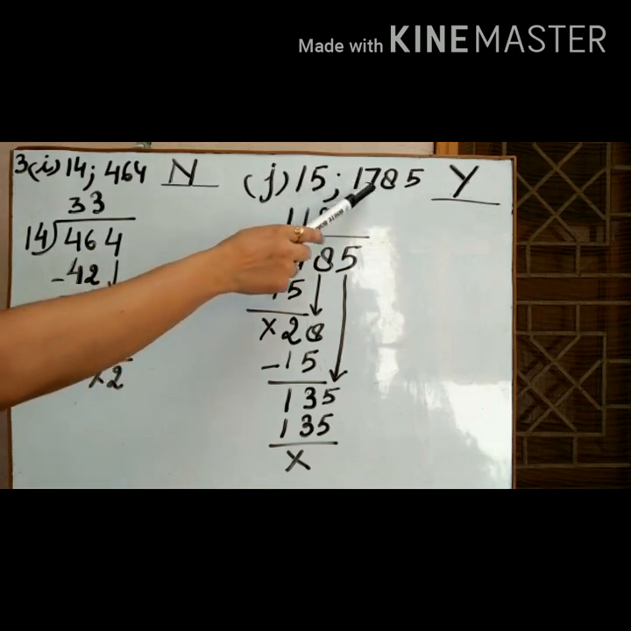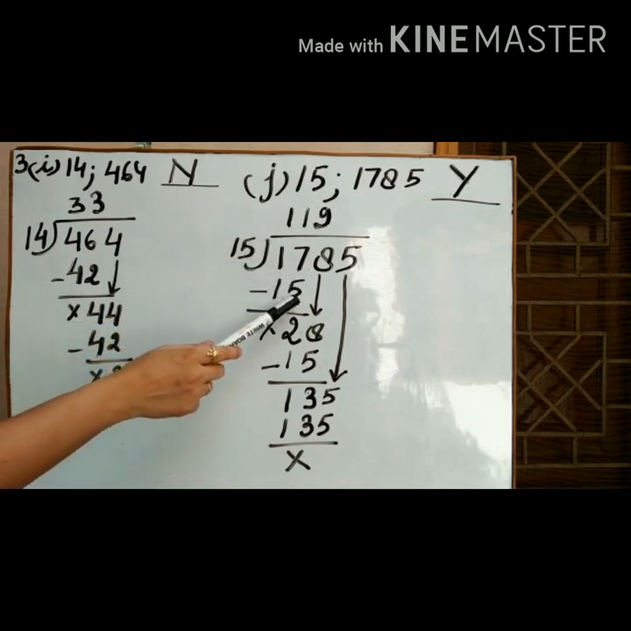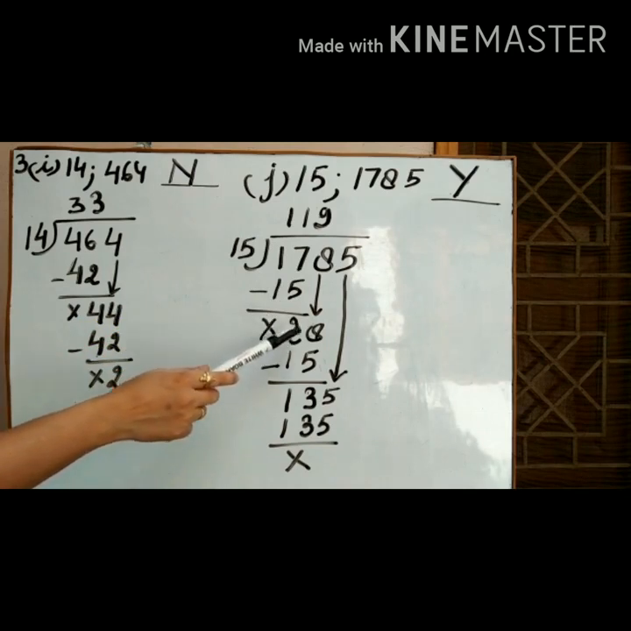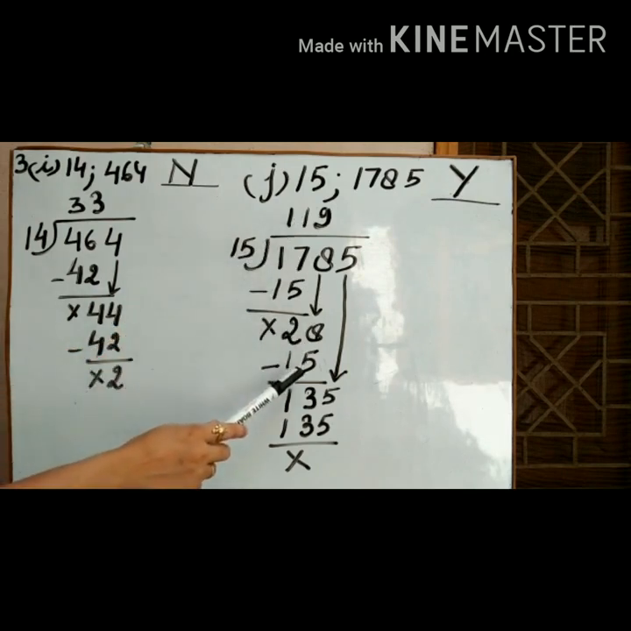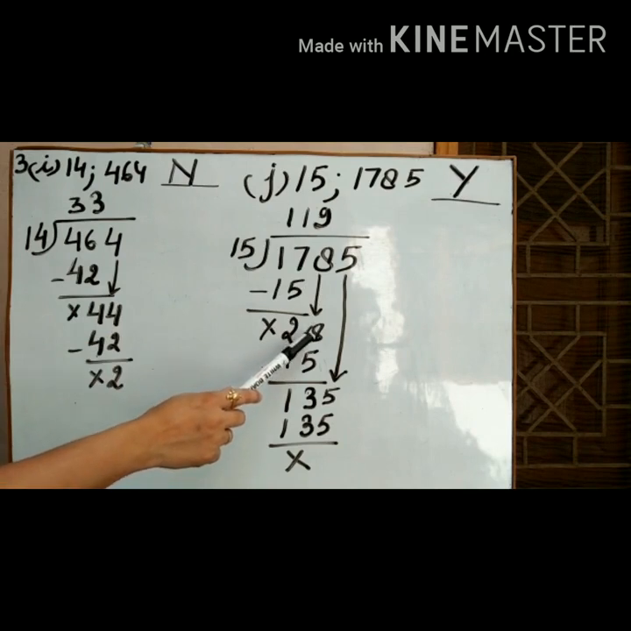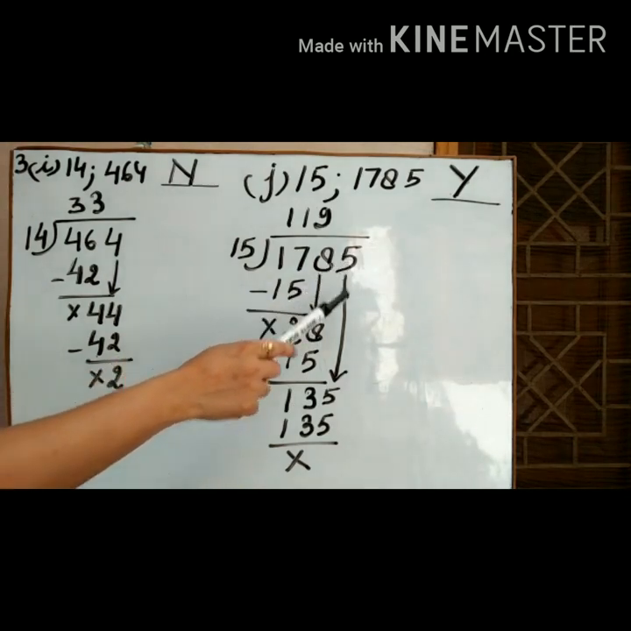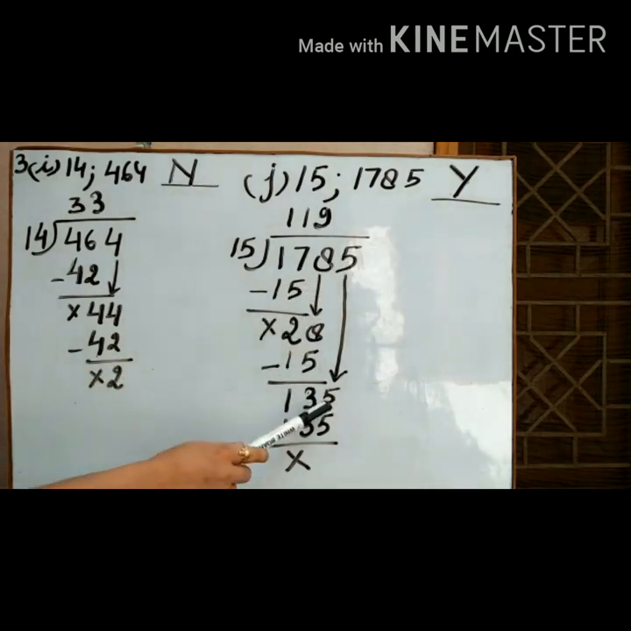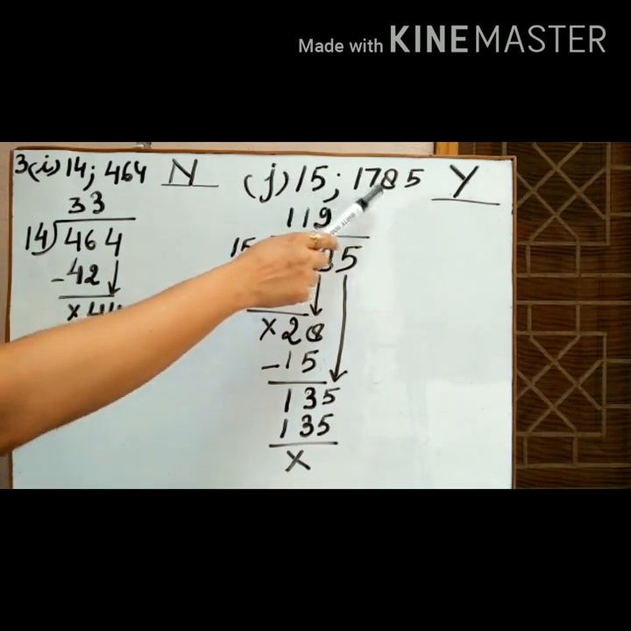Next. Is 15 a factor of this number? Let's check. 15 1s are 15. 17 minus 15, 2 as the remainder. Write 8 here. 15 1s are 15. 28 minus 15 is equal to 13 as the remainder. Write down 5 here. 135. 15 9s are 135. We can see here 15 divides 1785 exactly. That's why 15 is a factor of this number.